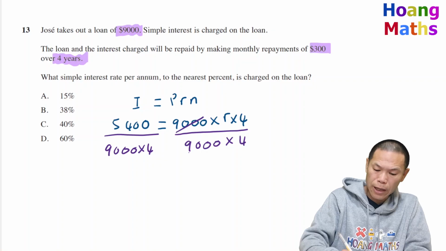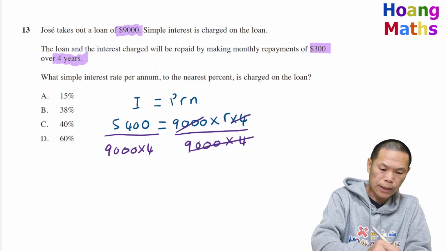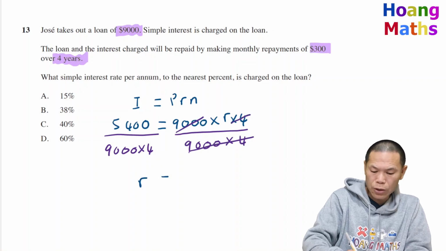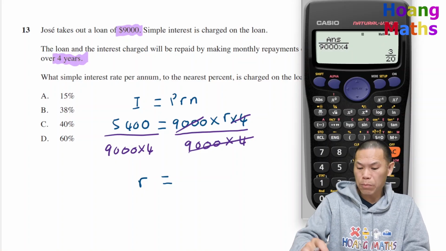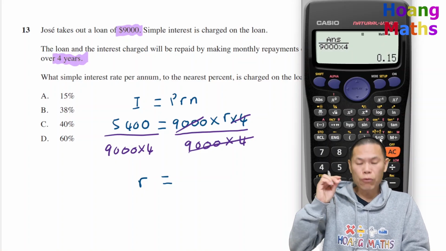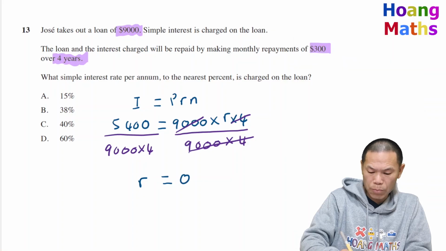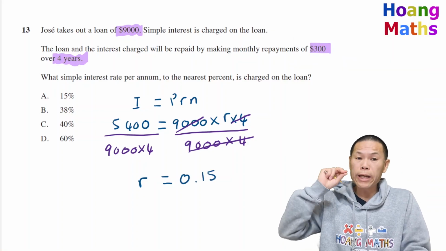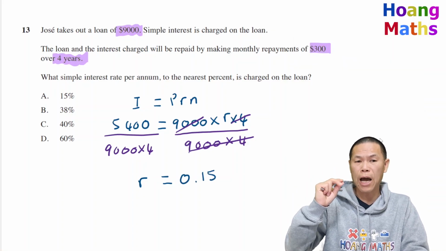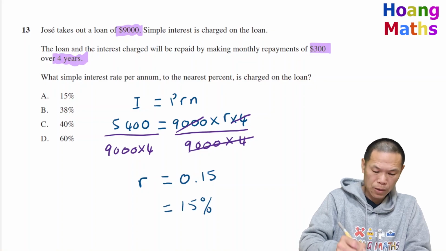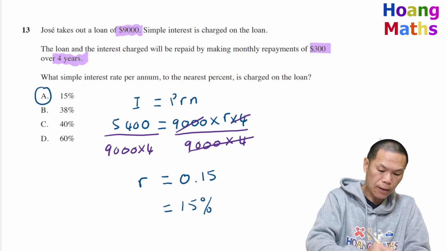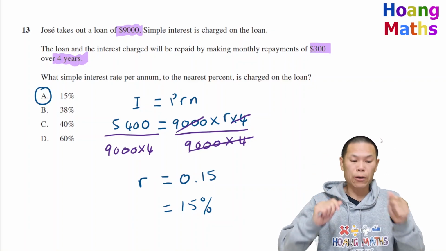So this cancels out with this, okay? So R is equal to, so just go answer over 9,000 times 4. So that gives me 0.15. But we want in terms of percentage, we times 100. So that gives us 15%. So the answer should be A. There you go.